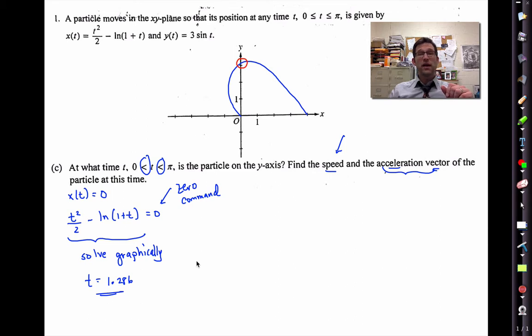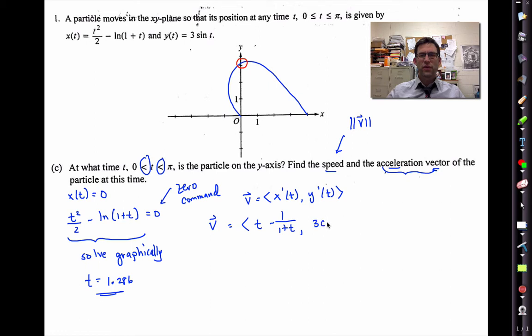Then I have to find the speed and the acceleration vector of the particle at this time. Well, as we should know quite well, the speed is the size of the velocity vector. So the first thing I might want to do is figure out the velocity vector. The velocity vector is x prime of t, y prime of t. So maybe find those derivatives. I already know x prime of t. It was (t minus 1) over (1 plus t). The y prime's pretty easy. What is that? 3 cosine of t, if I just take the derivative of this.